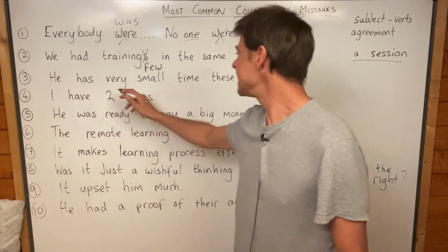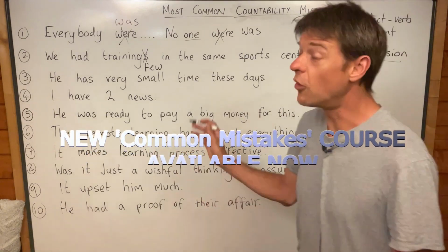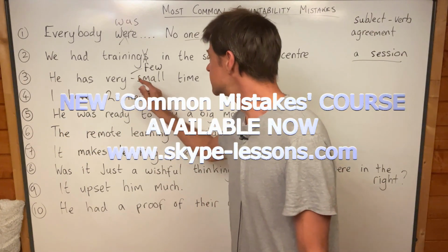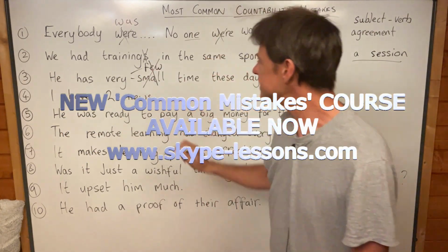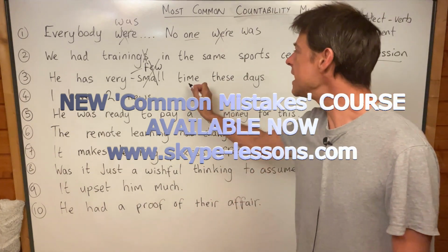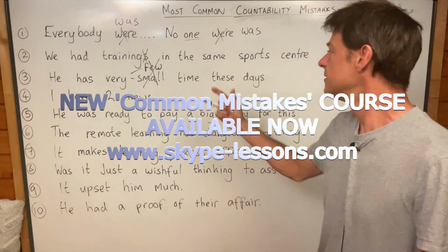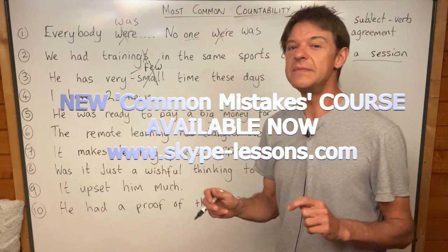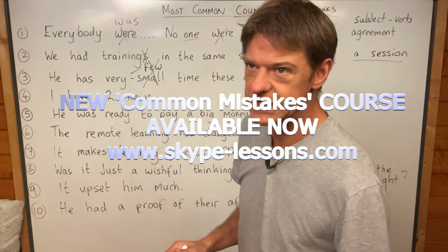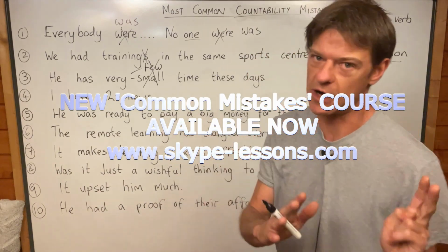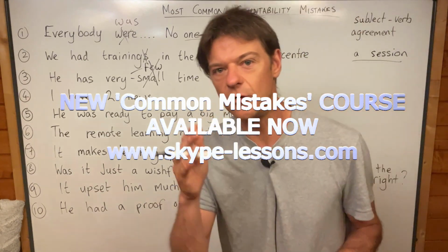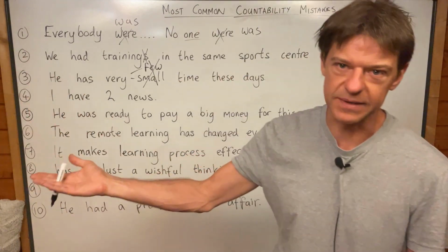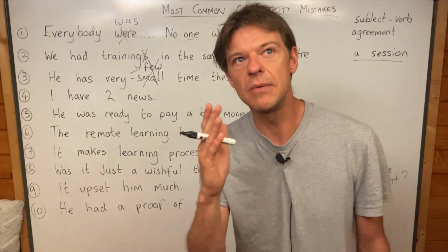Okay, number three, he has very small time these days, or he has very few time these days. Both are incorrect, and it's because time is uncountable when it means 3:30. If it means one time, two times, three times, that's a very different type of time. And we do say how many times have you been to Greece, but we say how much time.